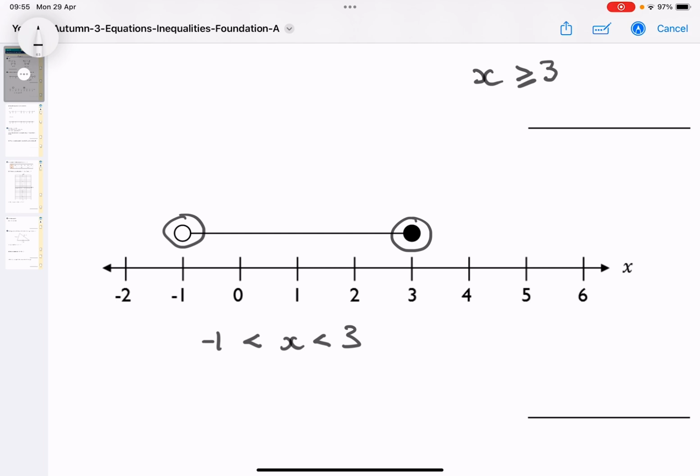Then all I've got to do is decide, do I need to put an equal sign in? Well, the one at -1 isn't coloured in, so I don't need an equal sign. However, the one at 3 does. So what I've got is -1 is less than x, which is less than or equal to 3.